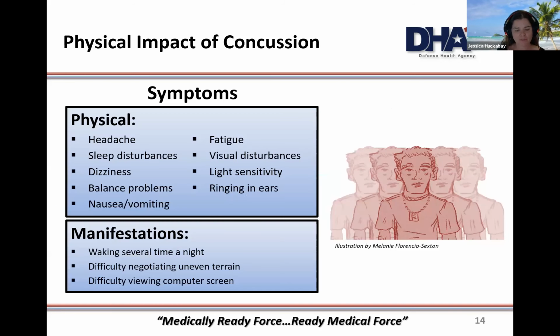All right, so let's talk about symptoms. So the physical impact of concussion. So headache is the most common physical symptom of a concussion. But you also may see these different symptoms like sleep disturbances, fatigue, ringing in the ears, being sensitive to light.